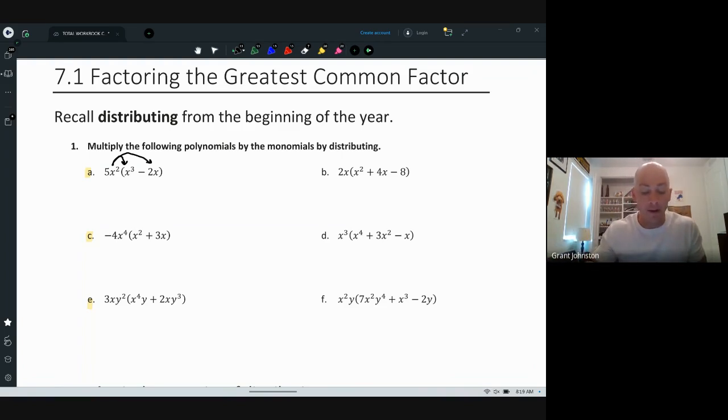Okay, so the 5x to the second times 1x to the third would be 5x to the fifth. Remember, we add the exponents when we have similar bases and we're multiplying them. And then the 5x to the second times negative 2x. 5 times negative 2 would be negative 10. And then x to the second times x to the first would be x to the third.